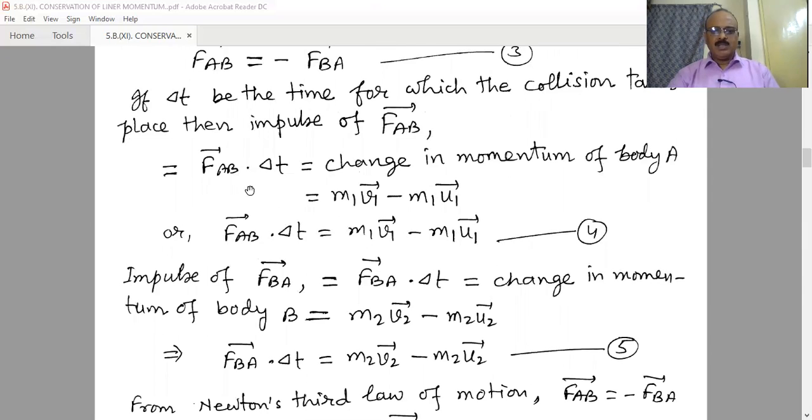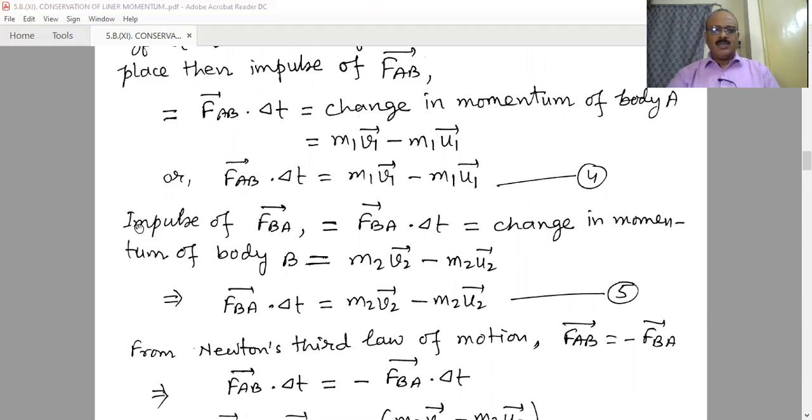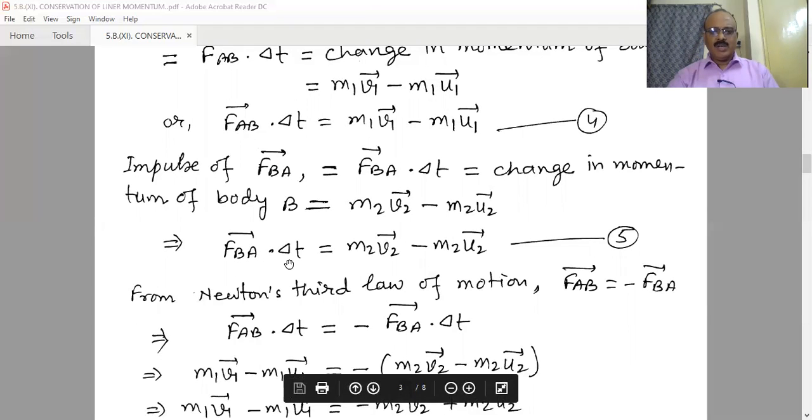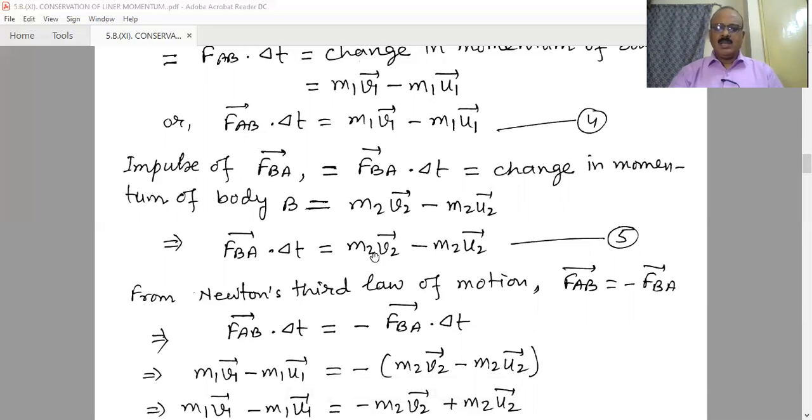Now, what is the impulse on object A of this force? That is m1 v1 minus m1 u1. Similarly, the impulse of FBA, that means on the second object, is the force on B into the time interval. The time interval is the same duration of the collision for both object A and object B, and that is the change in the momentum. Again, from the impulse momentum theorem, we can write FBA into delta t is equal to m2 v2 minus m2 u2. That is the change in the momentum of the B object, or second object.